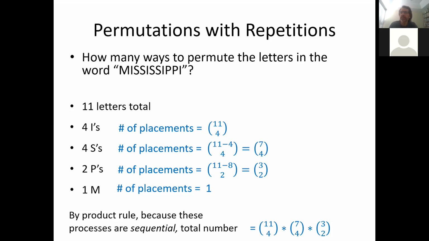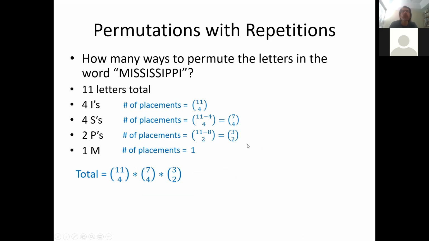Okay, but doesn't this formula depend on how I choose these? If I started with placing M and then placing P's, I would have different combinatorial factors here. I would have 11 choose 1 for choosing the M. If the next choice was P's, then I would have 10 choose 2. And then I would have 8, because three places are taken, choose 4. So a very different stuff. And at the end, I would have 4 choose 4, which is 1. So does the final answer depend on this order?